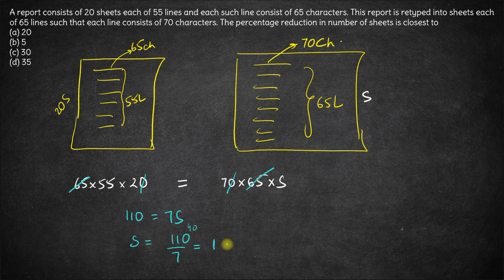7 ones are 7, we have 40 remaining. 5, 35, we have 50, 15.7, which is approximately 16, let's say. Okay. So the total number of sheets now required will be 16.